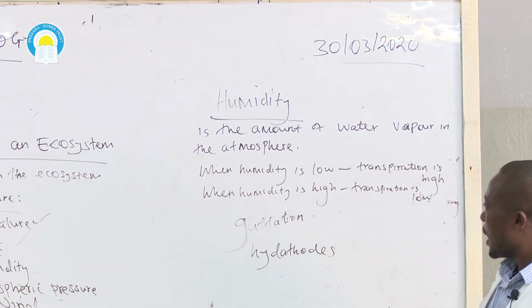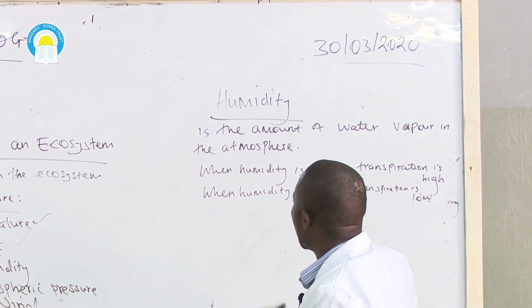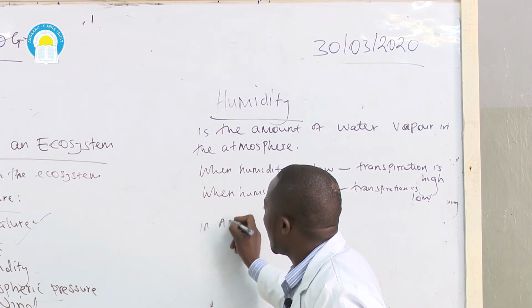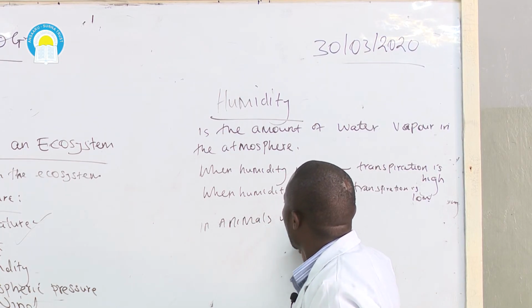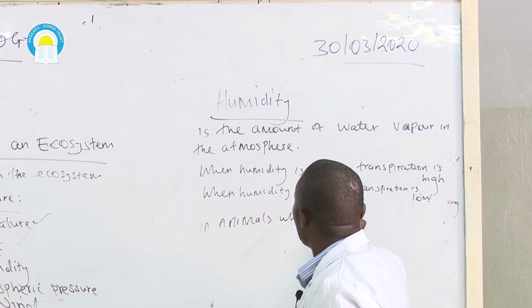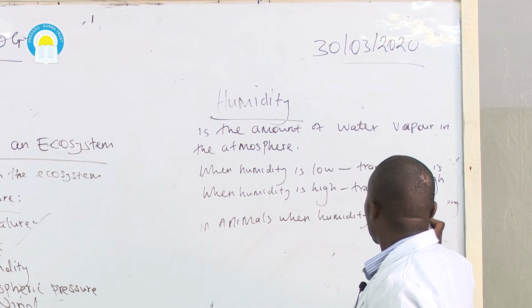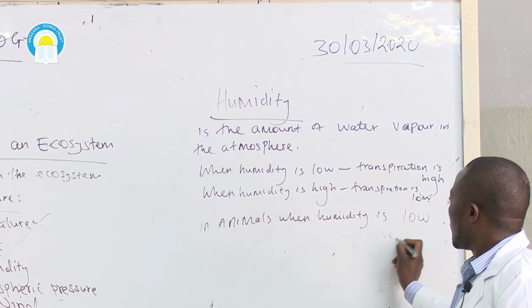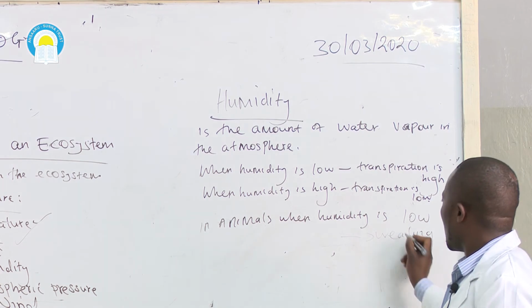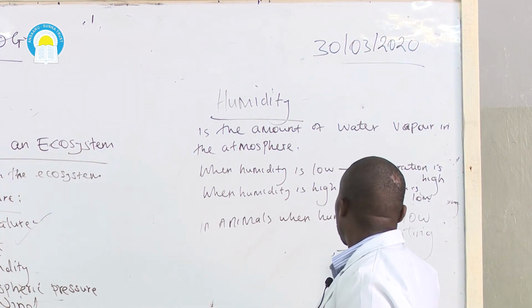That is in plants, now in animals, when humidity is low, there is sweating. The rate of sweating increases and evaporation increases.